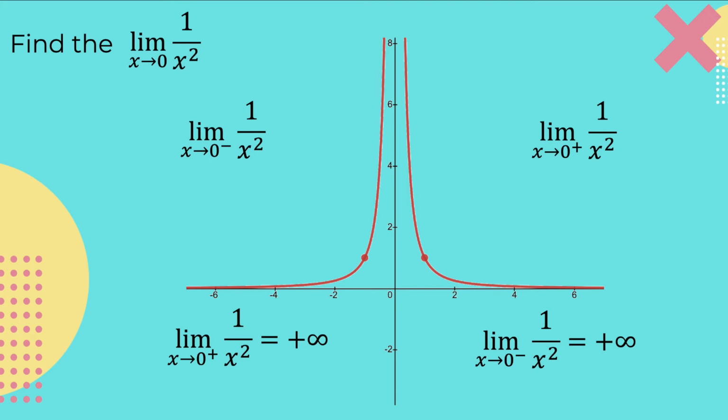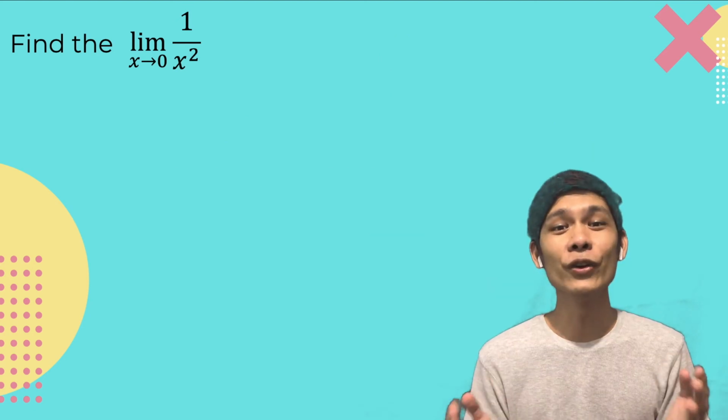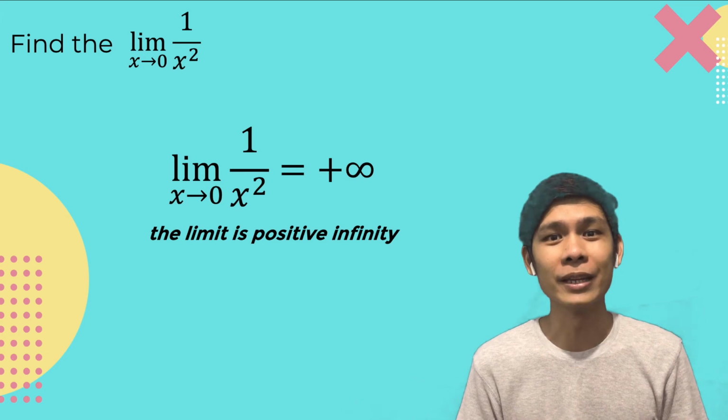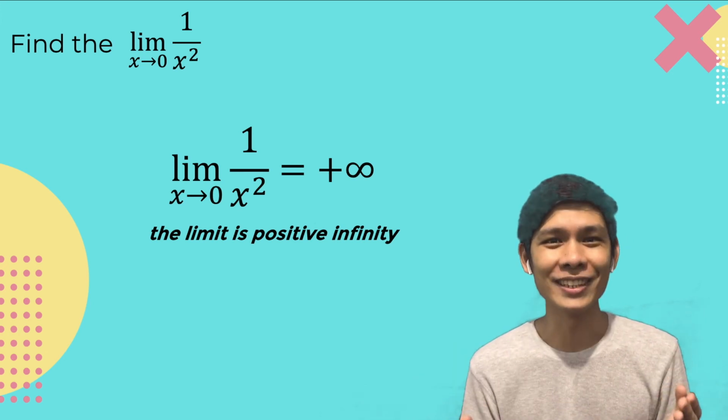By the limit definition, the limit does not exist since the function does not approach a single number. But in this case, since both the left-hand and right-hand limits go upward infinitely, we can say that the limit is positive infinity. Therefore, we say that it is not approaching a real number, but it approaches positive infinity.